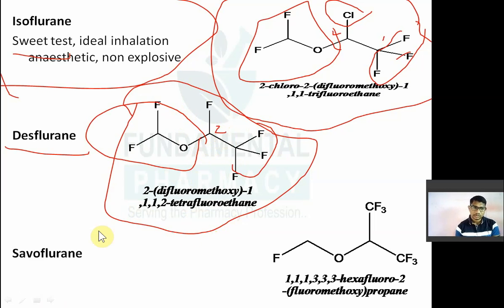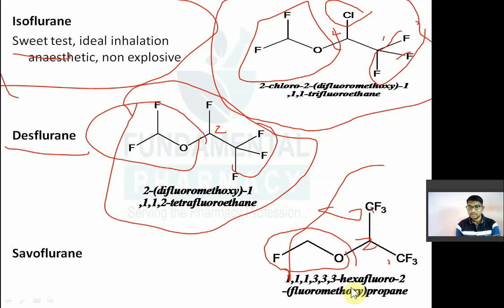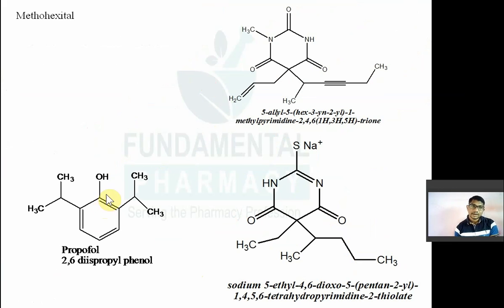Now next one is sevoflurane. So you can see over here, 1,1,1,3,3,3 hexafluoro 2 fluoromethoxy. ये carbon number 1 हो गया, ये हो गया 2 fluoromethoxy propane. 1, 2, 3, carbon number 3, carbon number 2, carbon number 1. So propane. So 1,1,1,3,3,3 hexafluoro 2 fluoromethoxy propane. That is sevoflurane. Now next we'll see intravenous anesthetics.